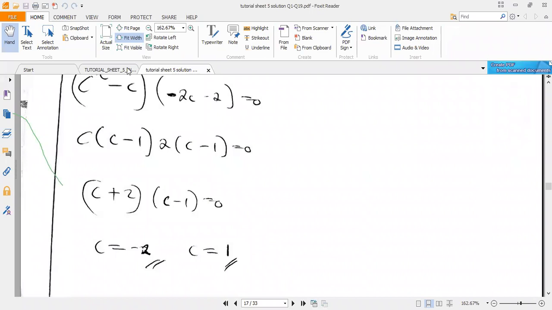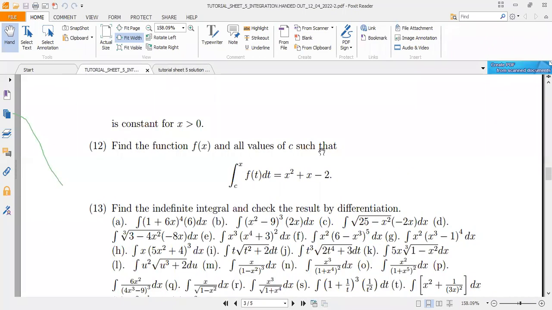Then if you are done, you have found your f of x, and you have also found the values of c such that this thing holds true. Is it clear, please?